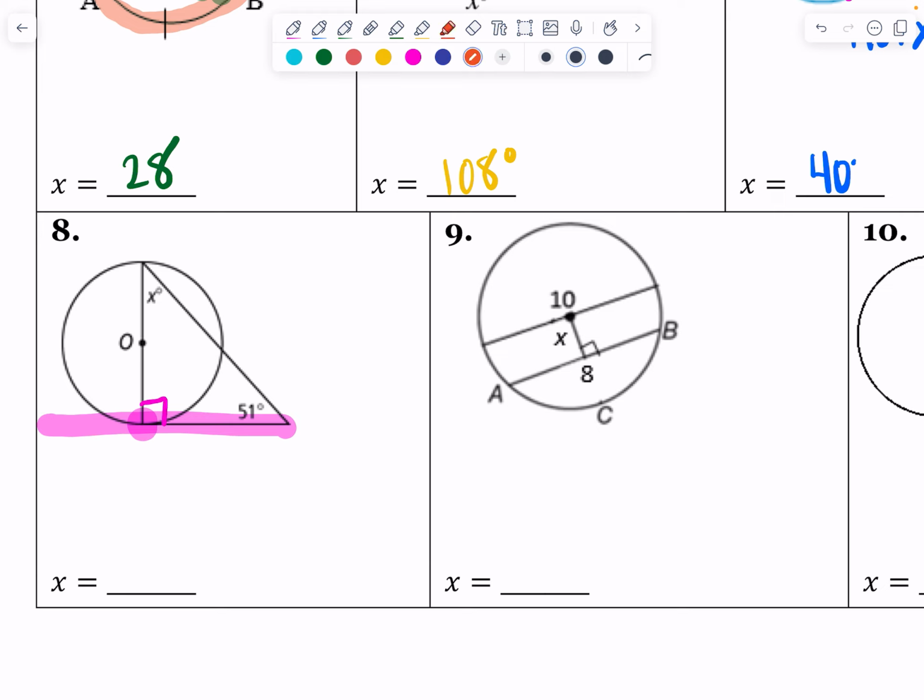Why does that matter, and why does that help me with this problem? Well, now I have created a right triangle on top of this circle. And so what do we know that the sum of a triangle is? 180. So I can do 180 minus the 90 at that point of tangency, and then minus 51, and that is going to give me 39 degrees left for this angle right here. This is going to be a 39-degree angle, which makes sense because it is in fact acute.